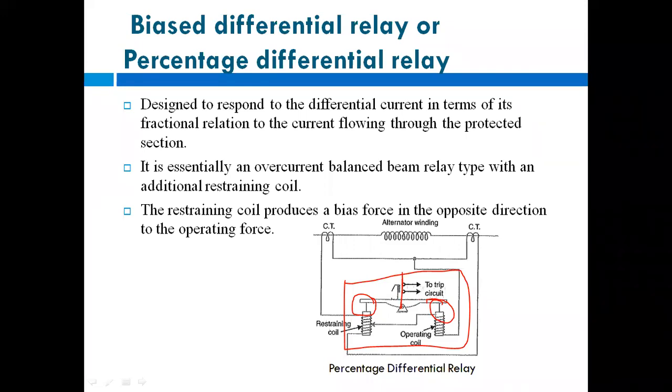Okay, it will attract the beam towards the coil here, and the relay contacts get closed. Then it is given to the trip circuit, means to the circuit breaker.